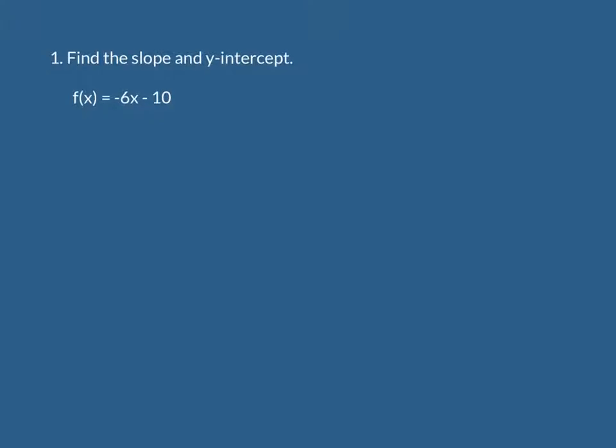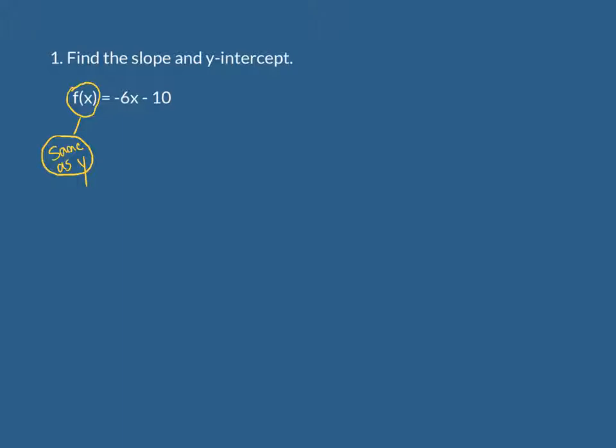Section 2.4, find the slope and y-intercept. This is one of three types of problems that you'll see in section 2.4. One thing I want to say right at the start is f of x is basically the same as y. Sometimes you'll be given a problem that says y equals such and such, and you'll be asked to find the slope and the y-intercept. So here, this is pretty easy.